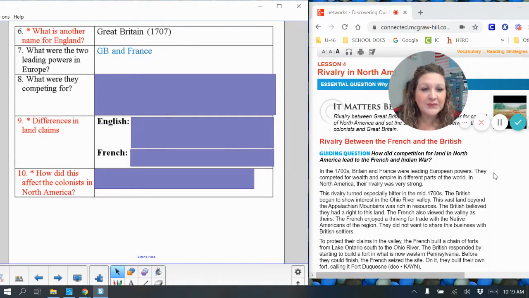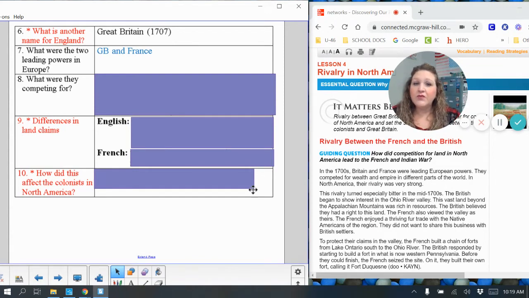This rivalry turned especially bitter in the mid-1700s. The British began to show interest in the Ohio River Valley. The vast land beyond the Appalachian Mountains was rich in resources. The British believed they had a right to this land. The French also viewed the valley as theirs. The French enjoyed a thriving fur trade with the Native Americans of the region. They did not want to share this business with British settlers.